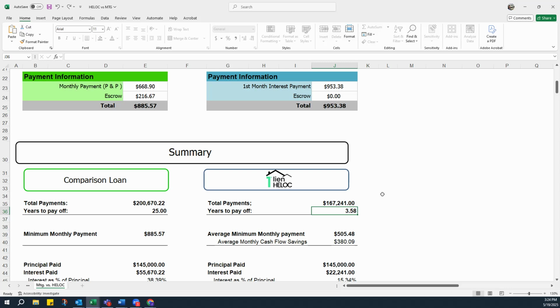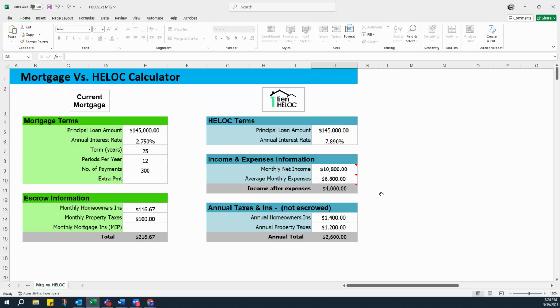So in essence, having that money sitting in current checking account was earning almost nothing. Having it sit in the line of credit reduced a timeline by almost a whole year, a little over a year. So those are some of the flexibility points of the first lien HELOC in comparison to a traditional mortgage with a traditional checking account system.